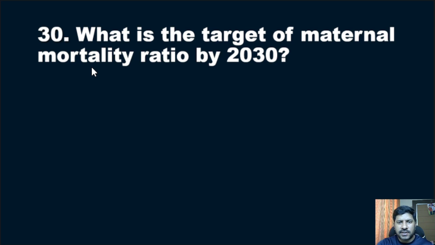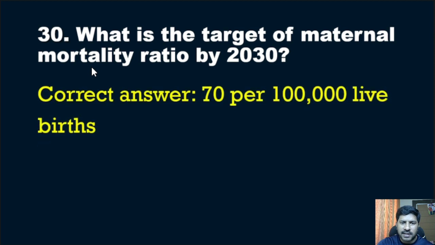What is the target of maternal mortality ratio by 2030? Correct answer, 70 per 1 lakh live births. The target maternal mortality ratio by 2030 is 70 per 1 lakh live births.